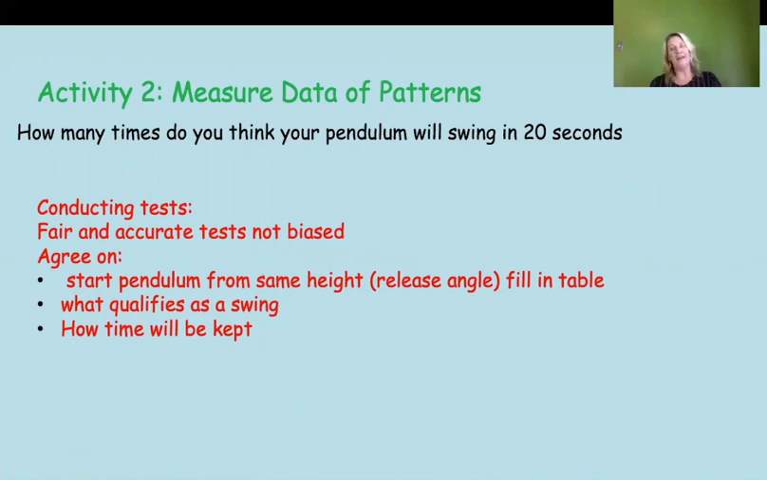So I want you to look at your table where it says release angle. We are going to level it with the table. You can put level with table, or you can put 90 degrees. If you had a protractor and measured, it would be 90 degrees. And what qualifies as a swing? It has to swing back and then back to the starting point. So back and forth, just like a swing, one time. And you can use a timer to keep time. I have a little kitchen timer, or you can even use your phone timer.